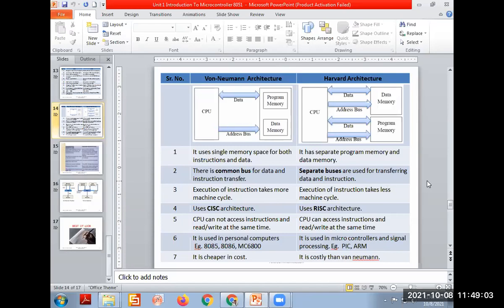Hello. I have a question, sir. Can I please ask? Yes. No issue. Questions are always welcome. I'm having a question about the bus, the common bus and separate buses. Is it channels between the CPU and the program memory? Very correct. Bus means channel only. Okay, and the address bus, is this something we learned before? Again, I will give the difference between address bus and data bus.